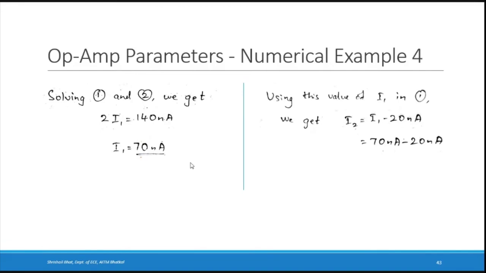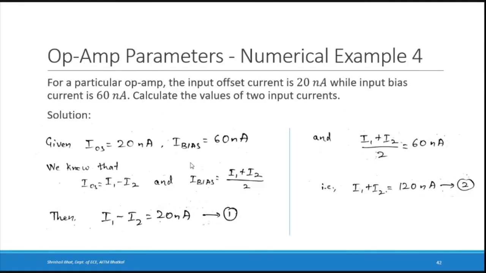Since we started with this particular equation, we have taken it as I1 minus I2. That's why we have got I1 as larger, I2 as smaller. But it is actually a modulus value. It could also be I2 minus I1. Then I2 would be larger and I1 would be smaller. Anyway, the two currents are 50 nanoamps and 70 nanoamps. That is the answer that is required.